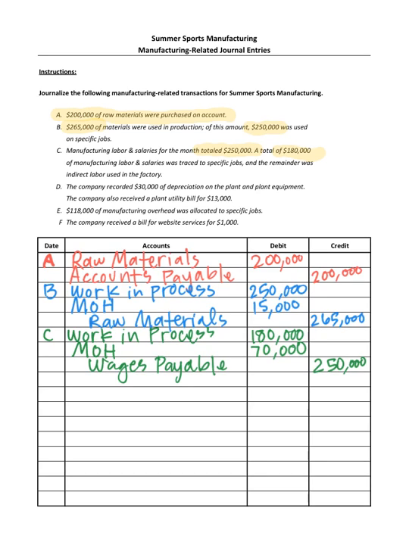Now let's look at entry D. We're recording $30,000 of depreciation on the plant and the equipment, and also a plant utility bill for $13,000. Both of these are manufacturing overhead costs, and they both fall under the category of other overhead. So we will debit manufacturing overhead for the combined total of $43,000. For the depreciation, we will credit accumulated depreciation, and for the utility bill, we will credit accounts payable.